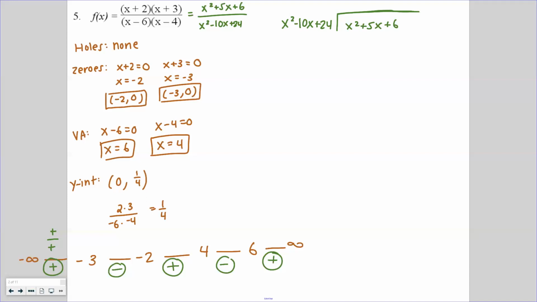Okay, so the question is, with long division, right, what do we multiply x squared by in order to get to x squared? In this case, we're just going to multiply by 1. So I'm going to multiply the divisor by 1. And then I need to make sure that we're subtracting everything here. When I do that, what are we left with? Well, we're left with 15x minus 18.